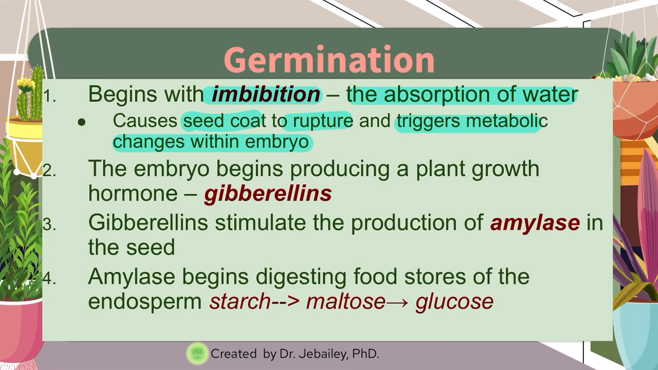So the first thing the embryo will do is release a plant hormone known as gibberellins. Gibberellins will stimulate the production of amylase, which is an enzyme. And this enzyme would start to digest the food storage of the endosperm, or should I say from the seed, the starch section, to turn eventually to maltose, and then maltose will turn into glucose.